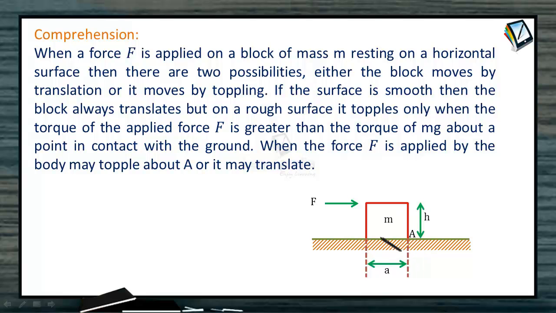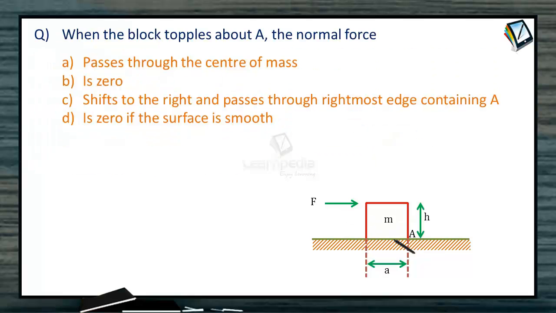So this is the picture. This is the body of width A, height is h. This is point A. Force F is applied at the top about point A. Now question 1. When the block topples about point A, the normal force passes through the center of mass, is 0, shifts to the right and passes through the rightmost edge containing A, is 0 if the surface is smooth. So we have to calculate the normal force.